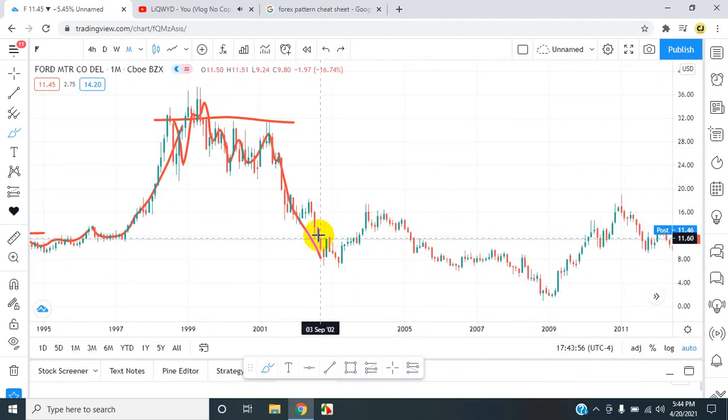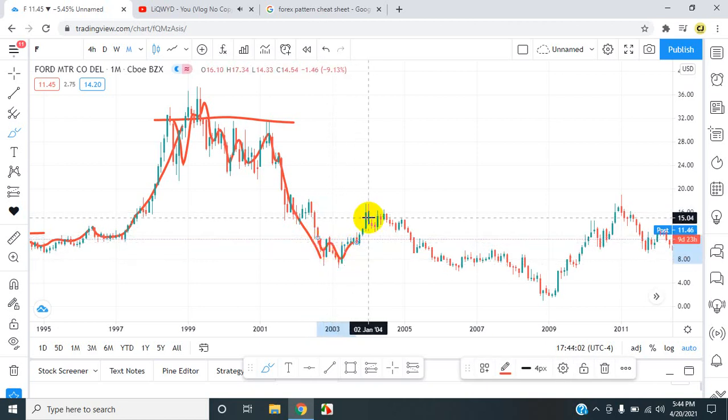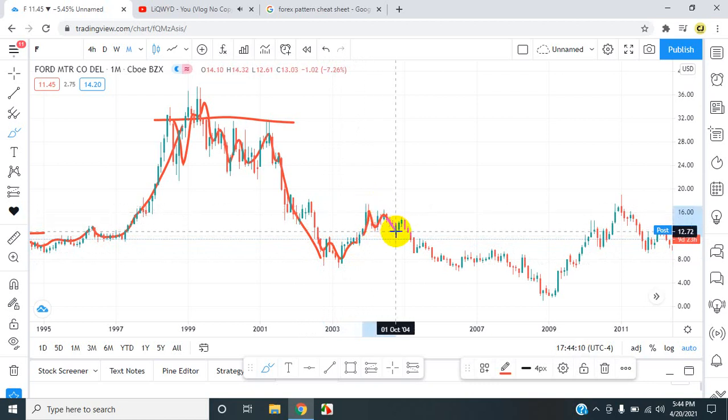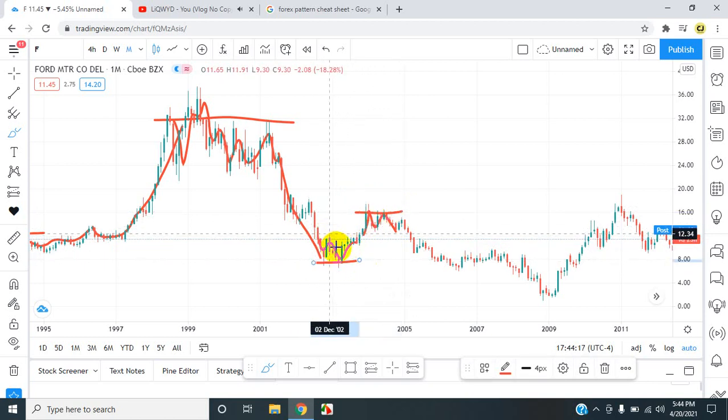Right after we got that double bottom, first leg, second leg, third leg, fourth leg retest, that push up happened. Right after that push up, the double top came right behind that, first leg, second leg, third leg, fourth leg. So we have the double top and the double bottom back to back.